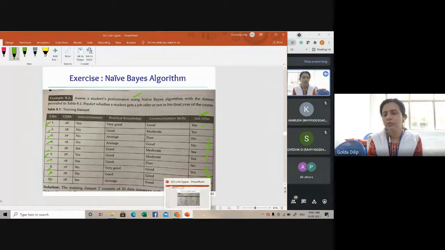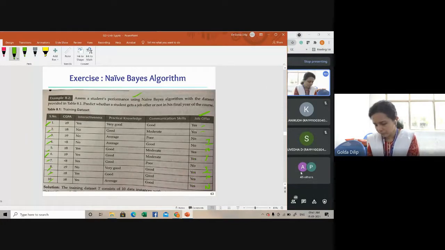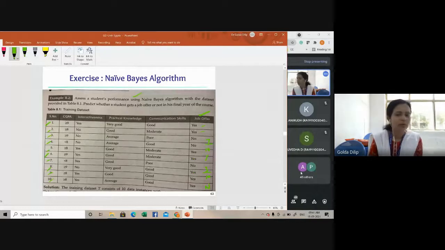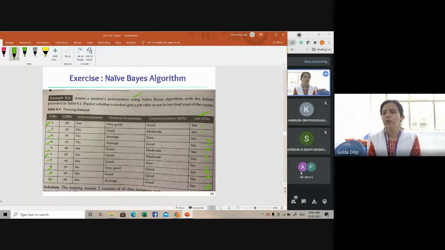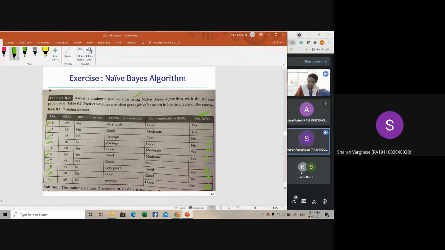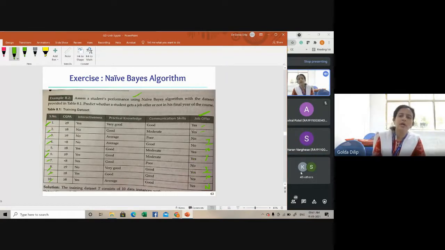Yes or no? Sriram, understood the problem? Aviral? Attendance is still not over. People have gone. Aviral Patel, have you understood the problem? Yes, ma'am. So what can we do first? What could be the first step according to you? Sharon Varghese, what could be the first step here to start with?